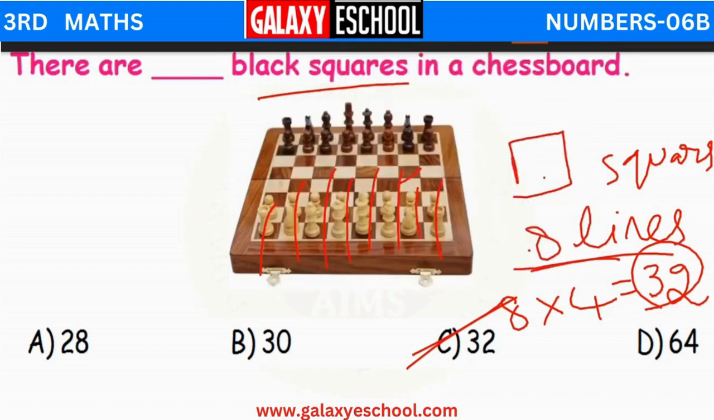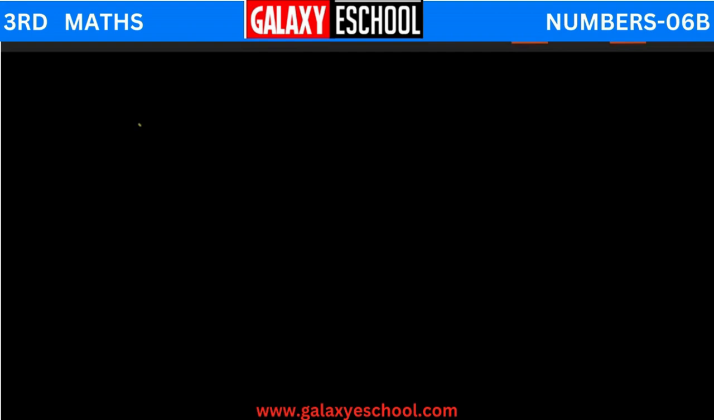Now again in the same way, we will multiply and find out. Take any line and count the total number of squares. 1, 2, 3, 4, 5, 6, 7, 8. How many squares are there? 8 squares. And how many lines are there? Just now we have counted 8 lines. Now there are 8 squares in one line.